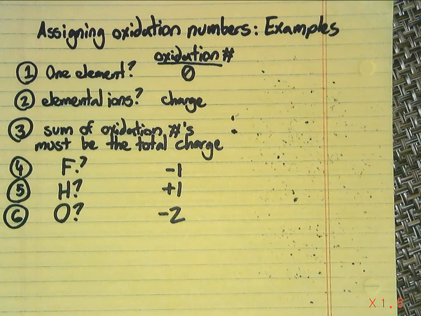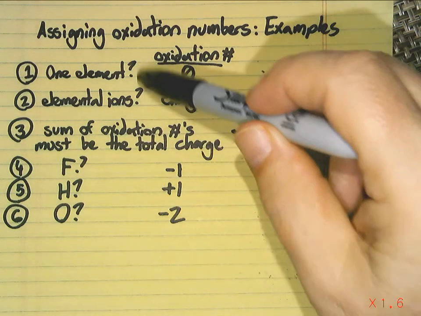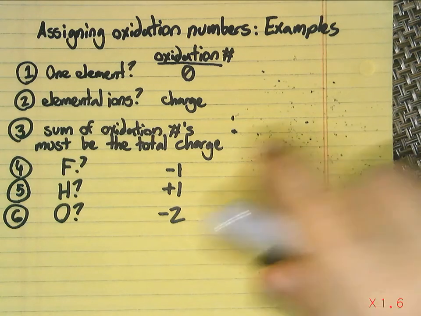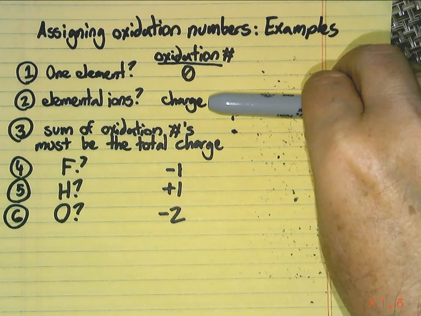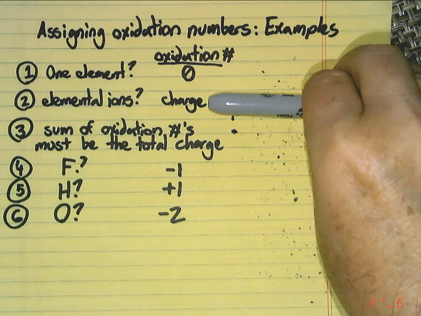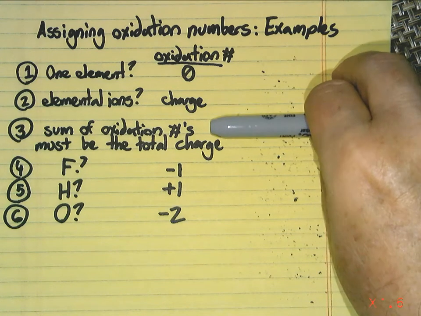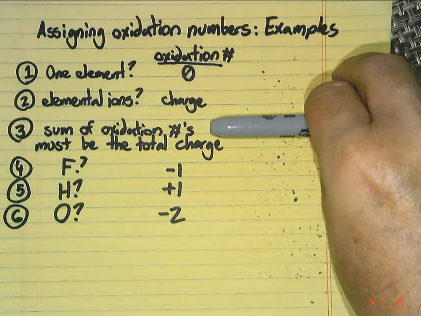In this video, we're going to assign oxidation numbers to atoms that are inside a covalent compound. Now, in a covalent compound, rules 1 and 2 are not going to apply. Rule 2 only works when you have ions present. If you've got no ions, you're going to have to start really with rule 3.